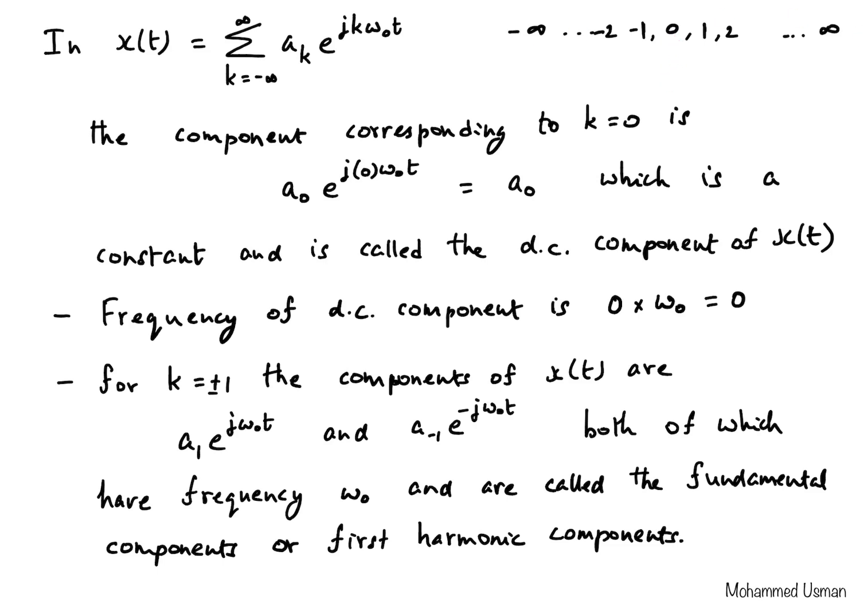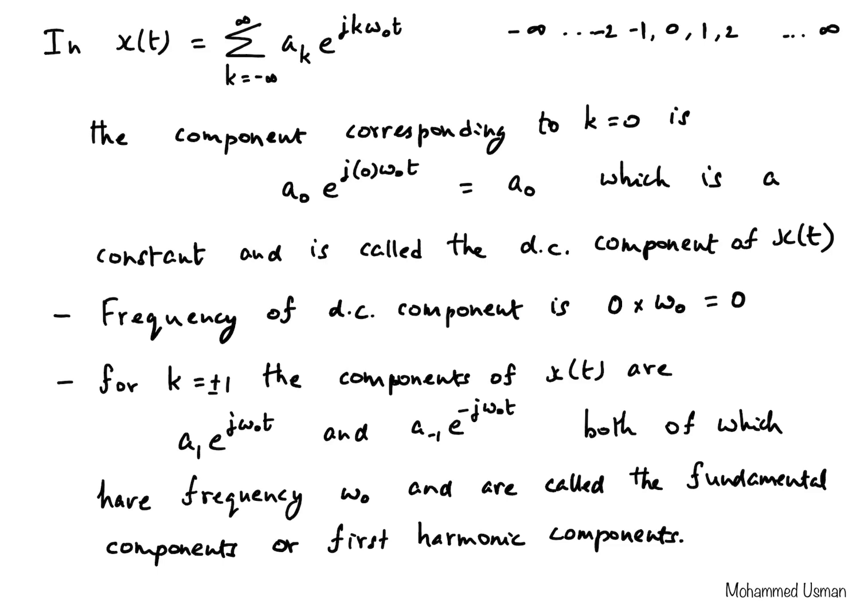So let's look at this middle term now, when k is equal to 0. When k is 0, what happens to this term? We get a0 e power j, the value of k is 0, 0 omega naught t. So e power j into 0 into something is e power 0. So e power 0 is 1, a naught into 1 is a naught.